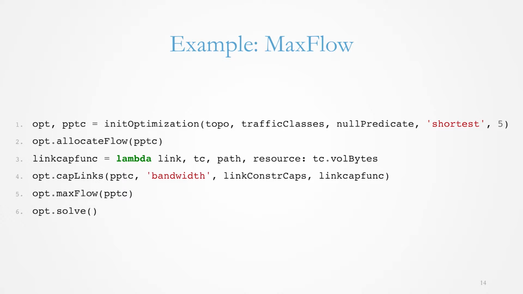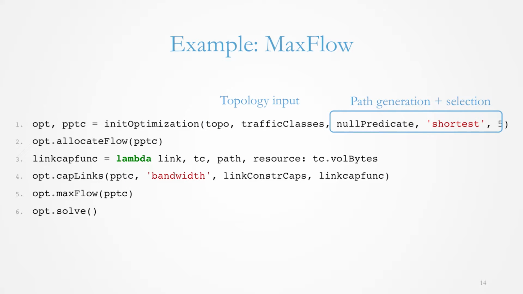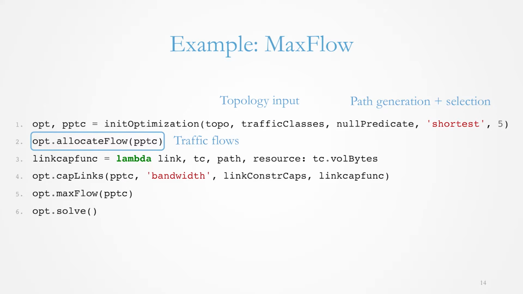Now, just to give you a flavor of what this would look like, for the systems people in the crowd, if you wanted to do something like MaxFlow, I'm ignoring a little bit of a setup here, but in 6 lines of code, you essentially have yourself a MaxFlow formulation, right? What you're doing is saying, yes, we'd like to initialize an optimization. This is your topology and your source destination pairs. Then you give a few parameters for path generation and selection.